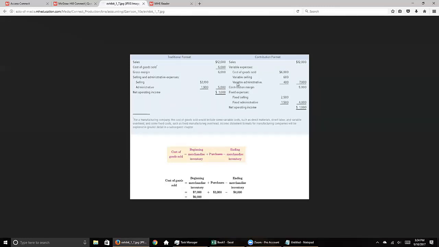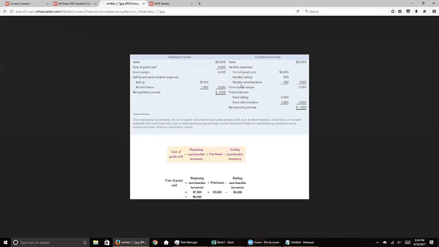And of course, if we have a cost that's mixed, as we often do, and in this case selling and admin both fit that, we looked at some techniques to break those costs out into their variable and fixed portions and report them separately. So our contribution format income statement, the top line's the same as our traditional format. The bottom line's also the same, but that intermediate grouping is now by cost behavior rather than by cost function or purpose.